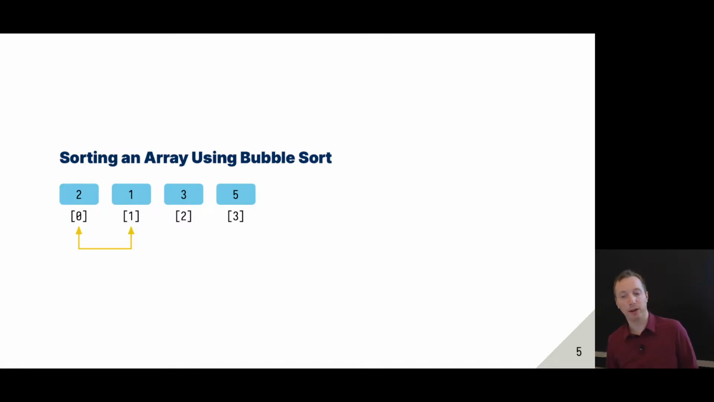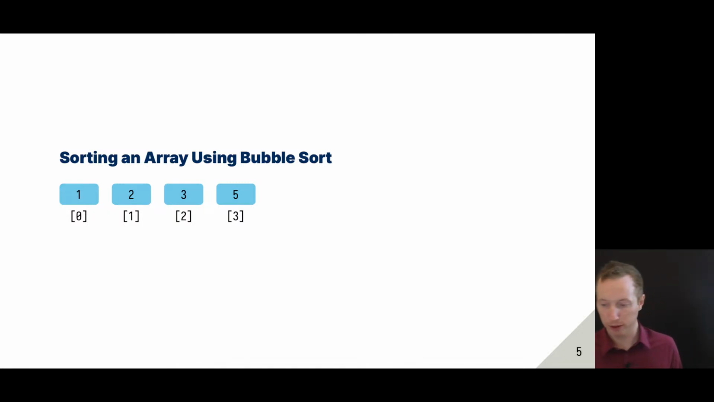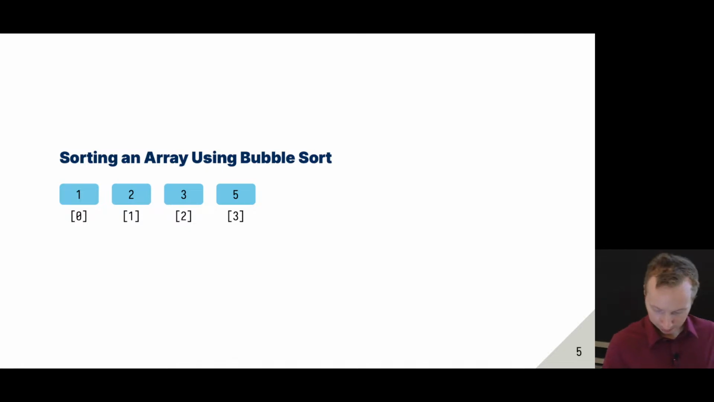So now I do the exact same thing. Look at the first two again. They're not in the right order, so I swap them. And then the next two are in the right order, don't have to do anything. Next two are in the right order, don't have to do anything. And then if I rescan the whole thing again, I wouldn't have to do any swaps because now it is in order. So any questions about that? Cool, let's implement it.